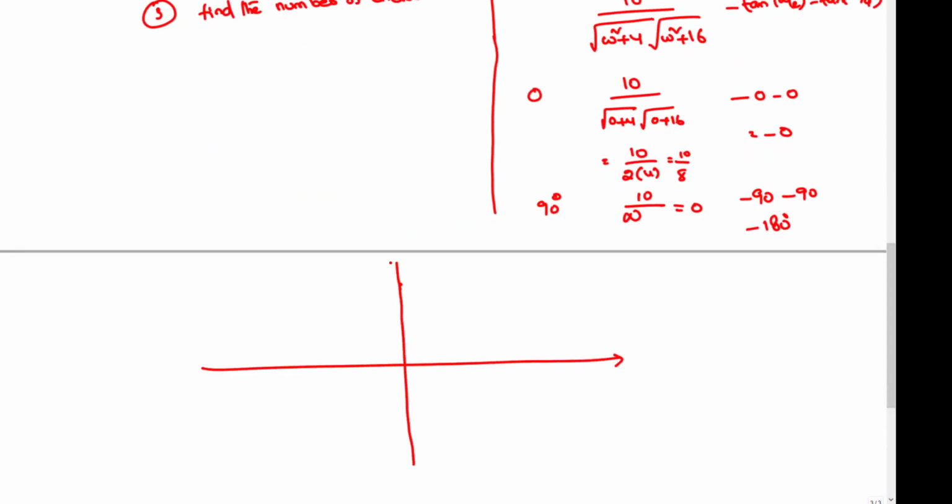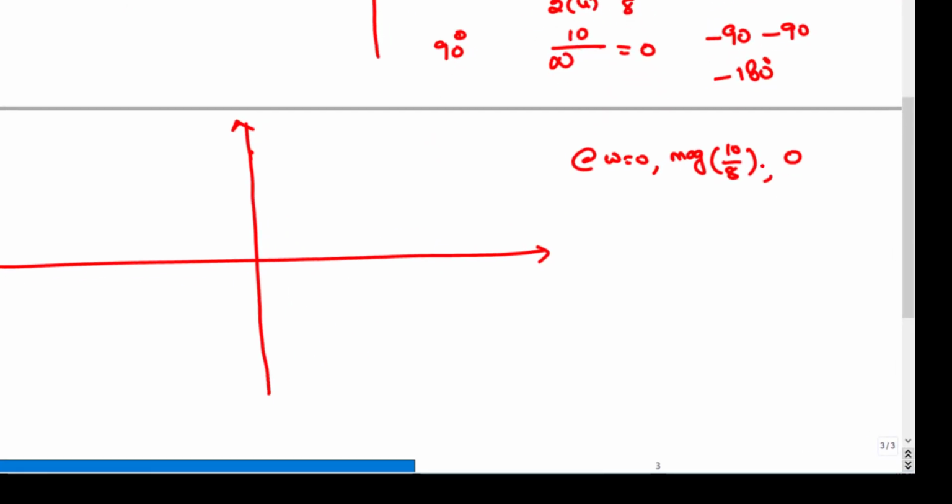Now let us plot that. At omega equal to 0, the magnitude is 10 by 8 and the angle is 0 degrees, whereas at omega equal to infinity, the magnitude is 0 and the angle is minus 180. Now let us draw that. The magnitude 10 by 8 means it is cutting the real axis at 10 by 8. From there we have to draw a plot.